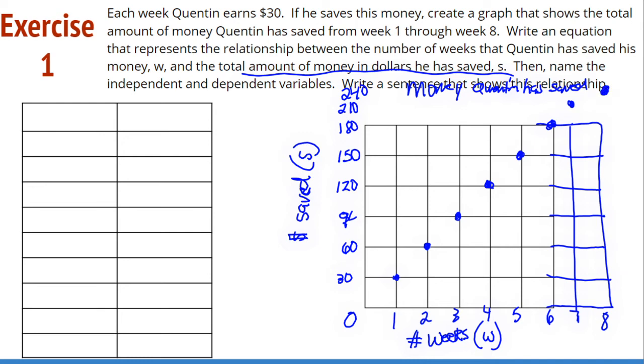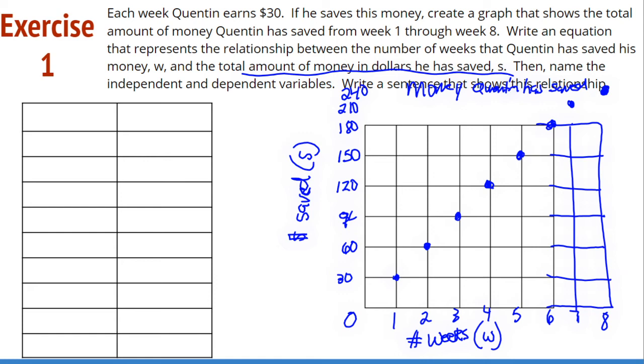Okay. And I'm not going to connect these dots because I feel like what Quentin's going to do is earn his money and then save it. He's not going to be doing a little bit every second all week long or every day all week long. All right, so I've got a graph. Shows the total amount of money he saved from week 1 through week 8.